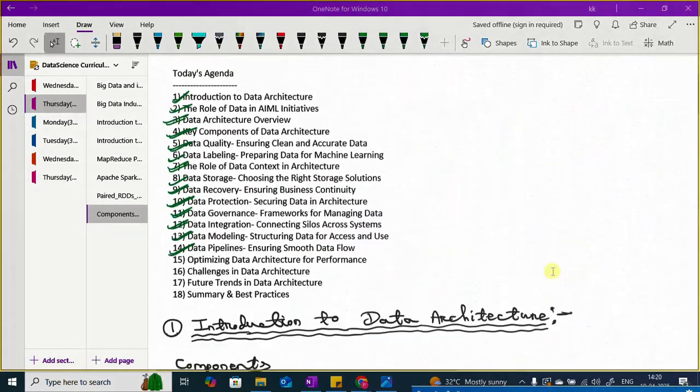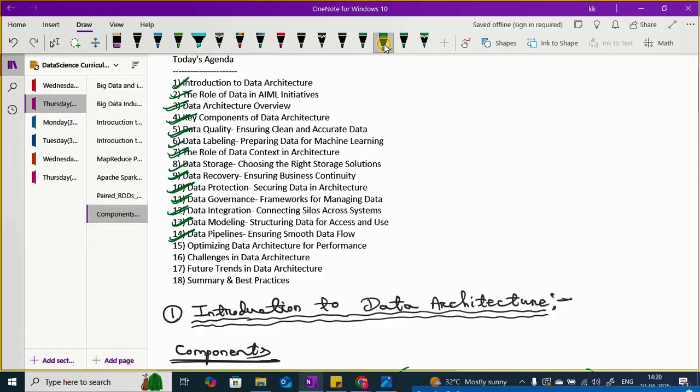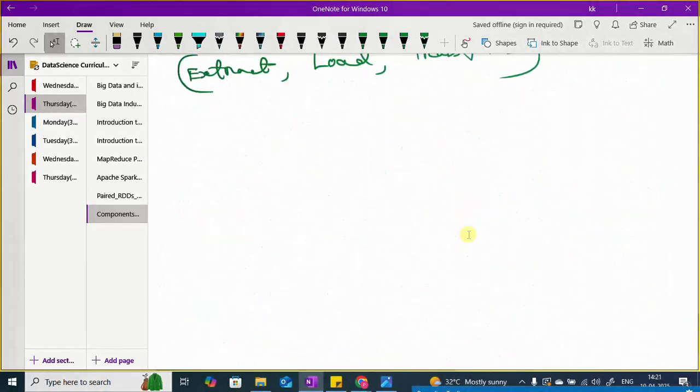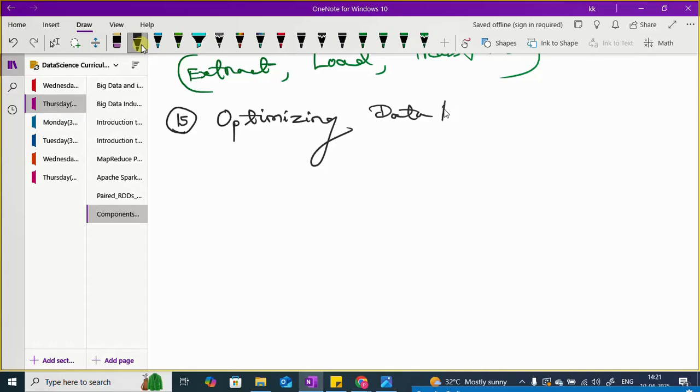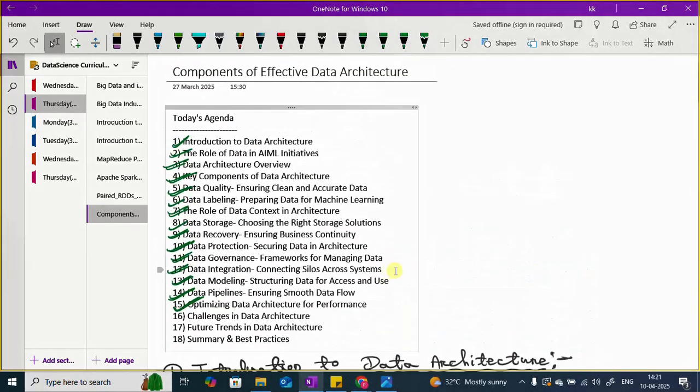We should cover the next one, which is optimizing data architecture for performance.